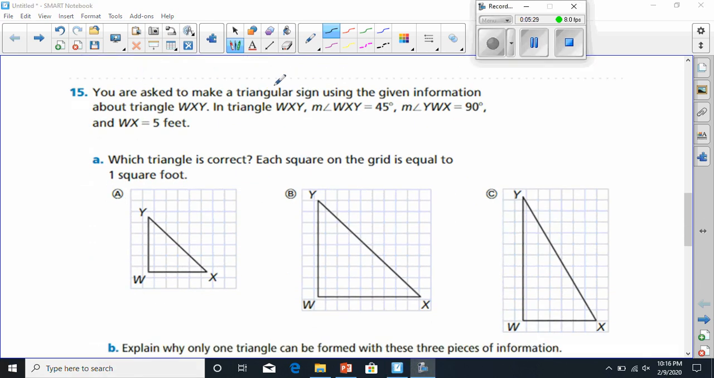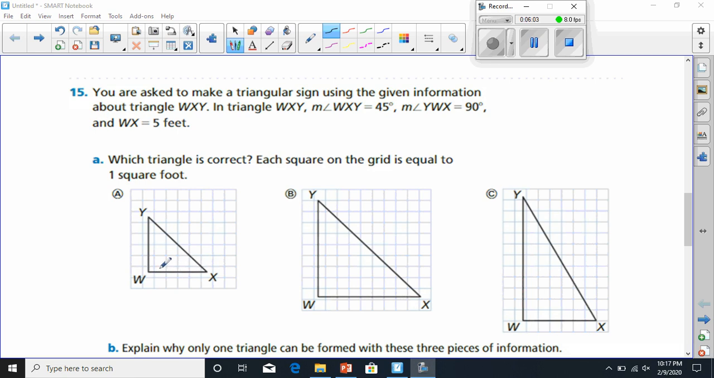15 says you are asked to make a triangular sign using the given information about triangle WXY. In triangle WXY, the angle WXY is 45 degrees, so WXY will be 45 degrees. The measure of YWX will be 90. Okay, all of those are 90. And WX will be 5 feet.